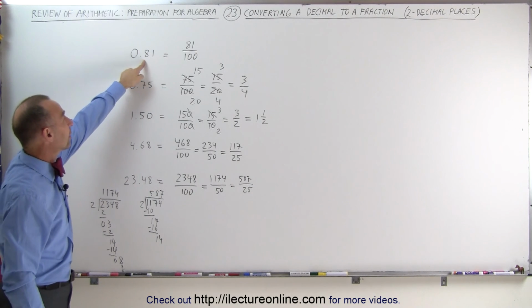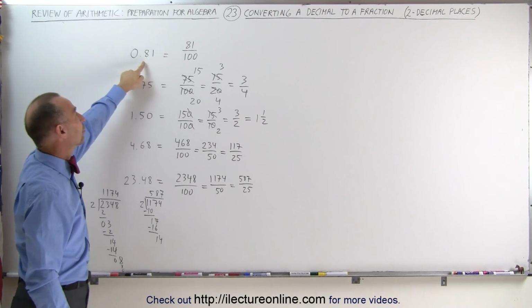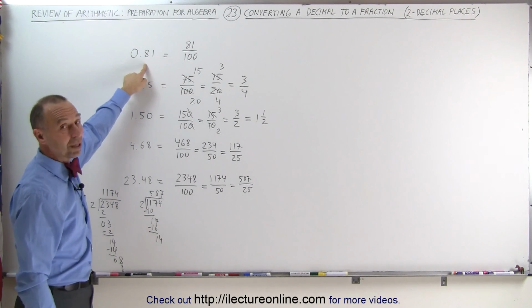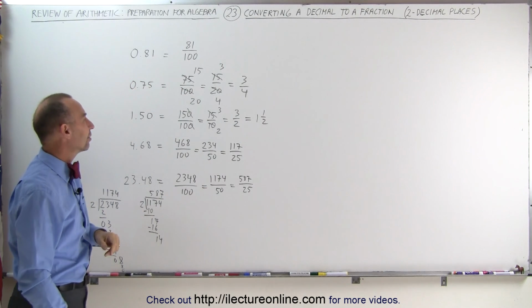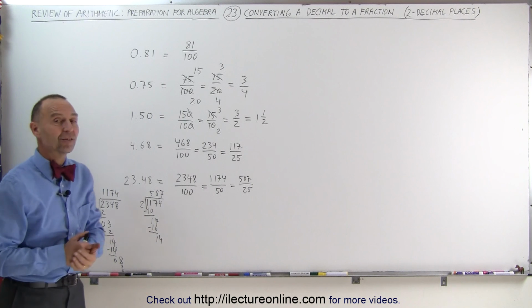Notice the best thing to do when you want to convert from a decimal to a fraction is simply look at how many decimal places you have. If it's 2, you divide by 100. If it's 1, you divide by 10. If it's 3, you divide by 1,000. We'll see how to do that in our next video. And that's how it's done.